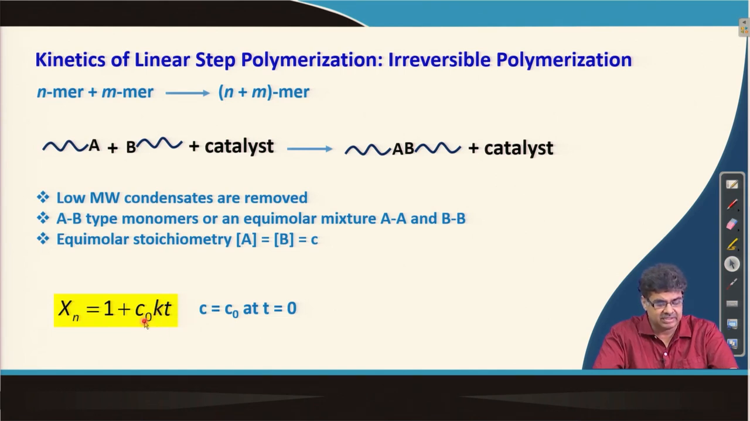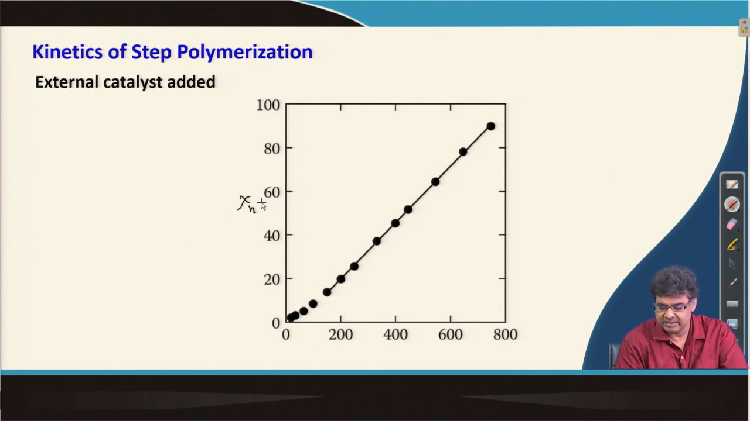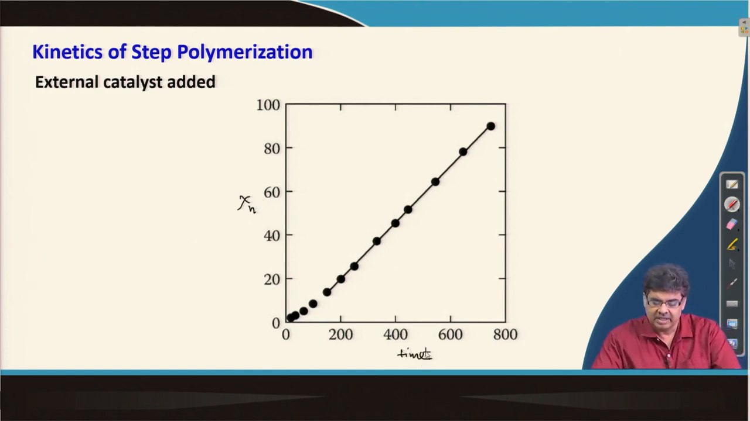k is the rate constant and C naught was the concentration of functional group at time 0. And we also said that this was experimentally verified, and the result in the experiment was matching the expected data. This y was Xn and this was time. So, the result of the experiment was matching the expected data quite nicely, except in the very low conversion region or low degree of polymerization region. After that, it basically matched very well.